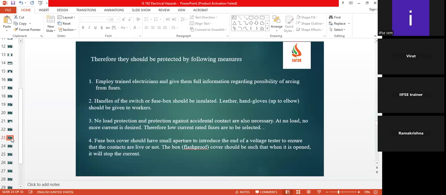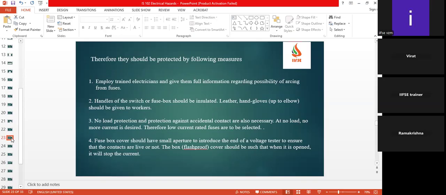And we have some more precautions. One is, as mentioned, employ trained electricians and give them full information regarding the possibility of arcing and fuses. Handles of switch and fuse boxes should be insulated, and leather or rubber hand gloves should be given to the workers. No load protection or precautions against accidental contact are also necessary. At no load, not much current is desired. Therefore, low current rated fuses are to be selected.